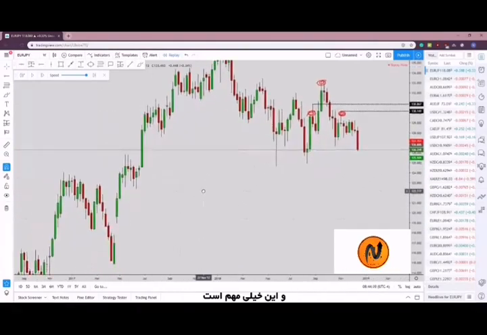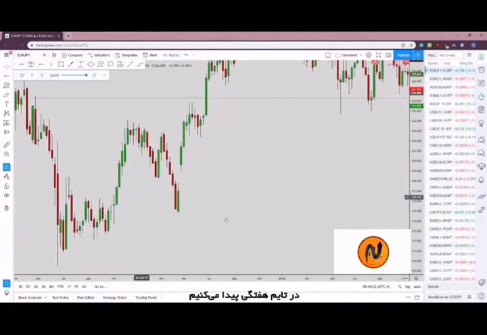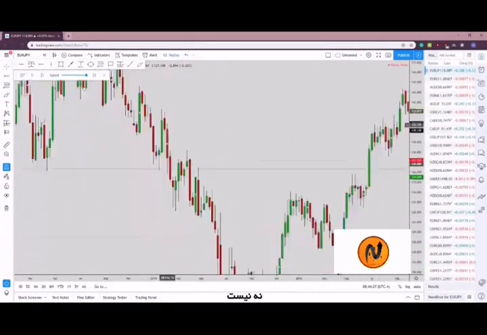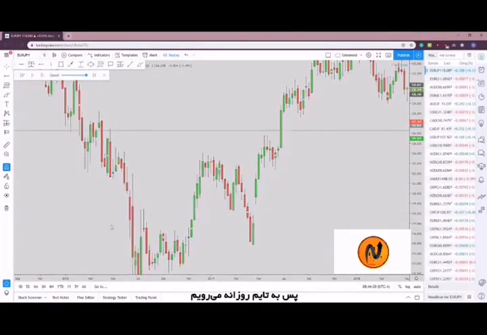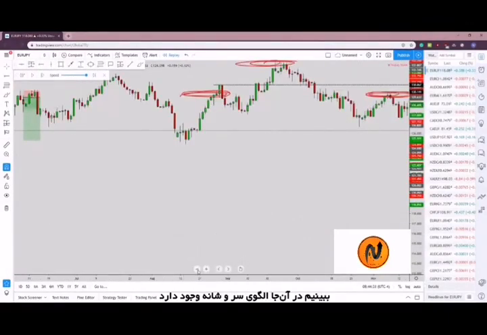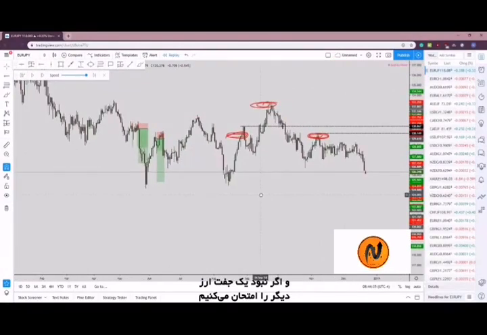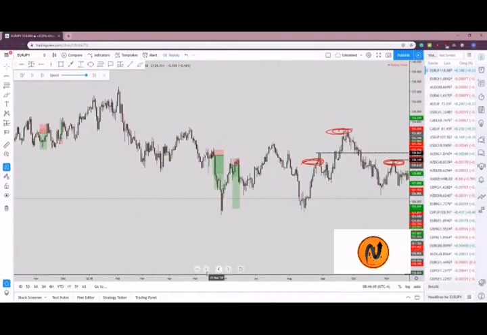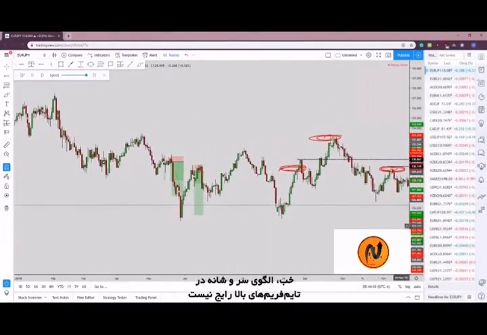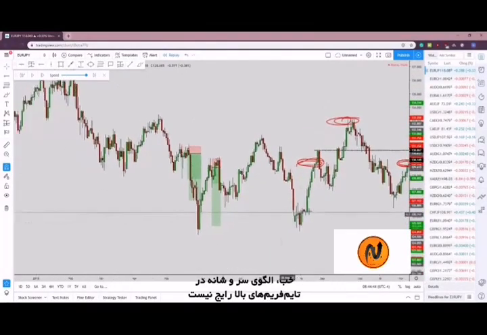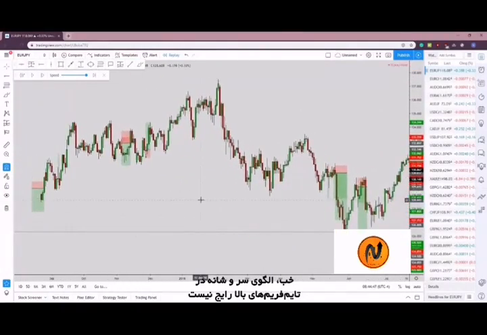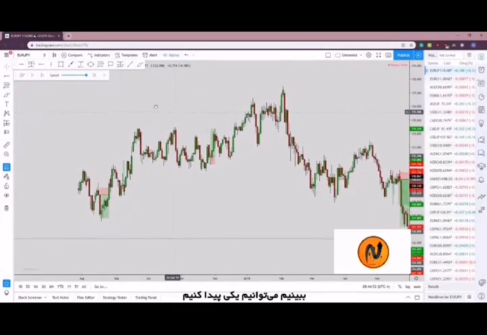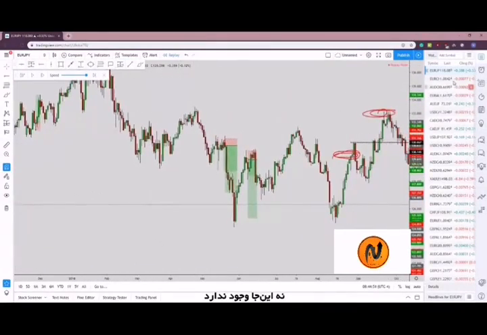Now continue going. Let's see if we find other head and shoulders here in the weekly time frame. Not really. Let's go immediately to the daily time frame and see if on this pair we have other head and shoulders. If not, we will just switch pair and look for head and shoulders on another pair. Now head and shoulders formations are not that common on the daily time frame, or on basically higher time frames. Let's see if we get one. Not really on this pair.